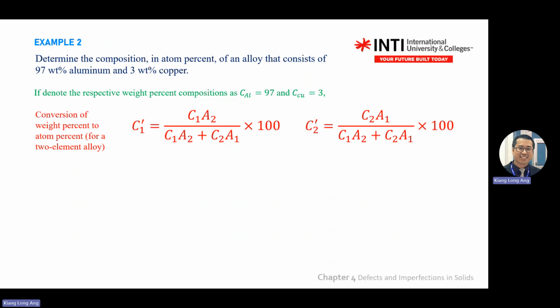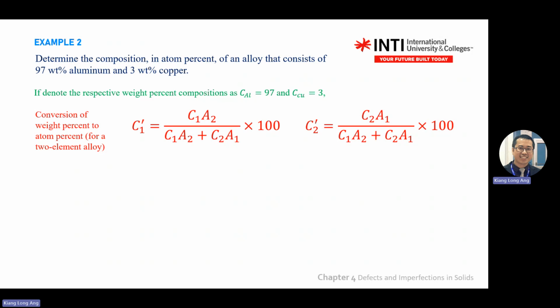In 100 grams, how many grams you have if you have 97%? So this one, aluminium, you have 100 grams times 97%, you have 97 grams. This one, copper, in 100 grams, you have 3 grams. Then go to periodic table. What is the A for Al? You go and find how many grams per mole. Same with copper, how many grams per mole? This one refer to table.